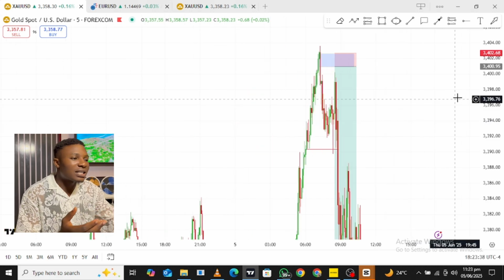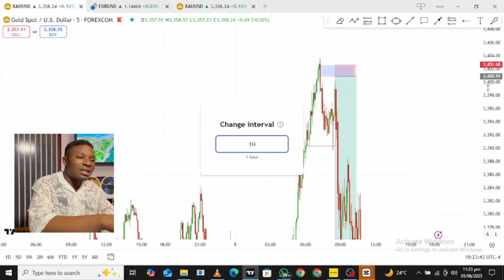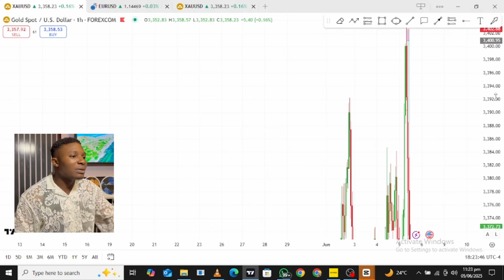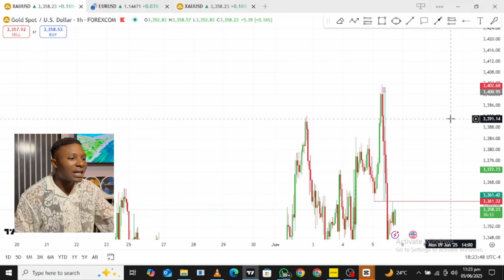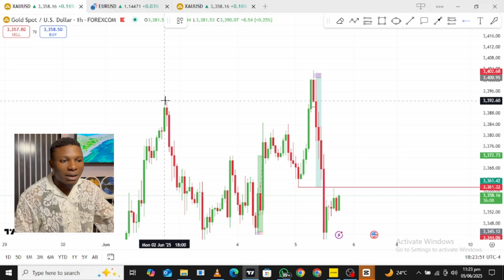So actually this particular setup started from a higher time frame. Let's just go to a 1 hour time frame. Okay, so immediately price ended up taking out this particular high. I was expecting price to react. You understand? Immediately price ended up going above this particular high.